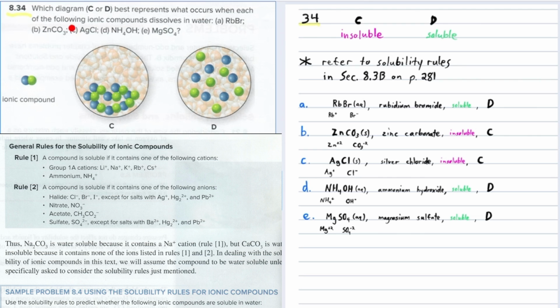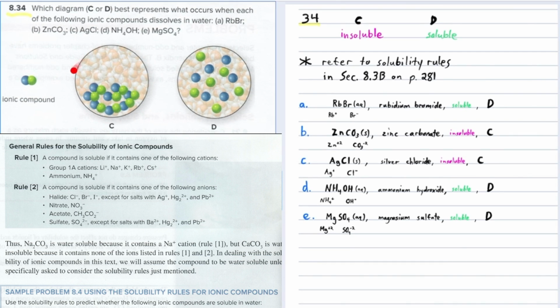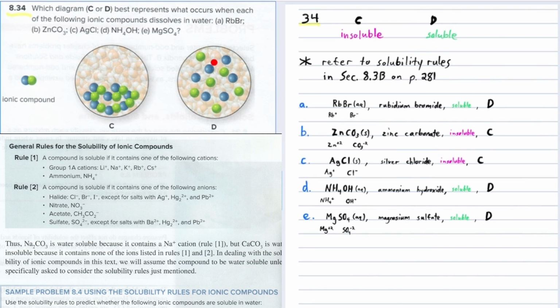So I would reword this question. Which diagram best represents what occurs when each of the following ionic compounds is added to water? It either dissolves or it doesn't dissolve. So C is insoluble. The ionic compound is insoluble. It'll stay all clumped up, or it's going to be soluble, and the cations and the anions become separated from one another. So basically, this question is asking, are these soluble or insoluble in water?